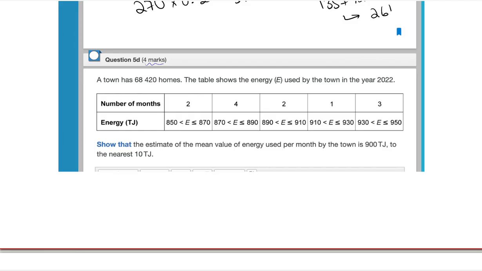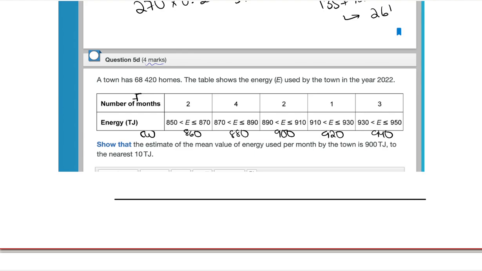So this is basically the class width and this is basically the frequency. So what are we supposed to do? Since we have to find the estimate mean, we have to take the middle value. So 870 and 850, the middle value is 860. Right? And we continue. This is 880. This is 900. This is 920. And this is 940.